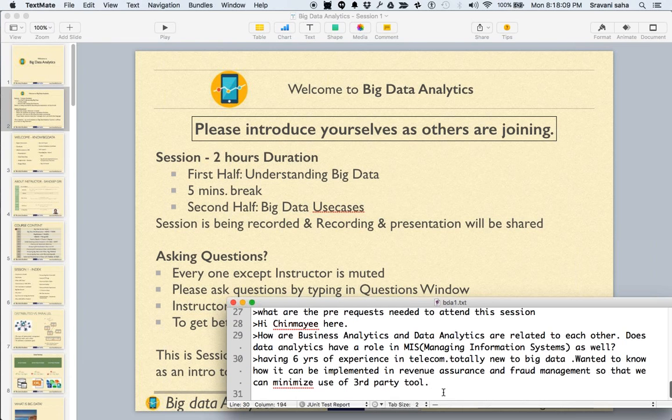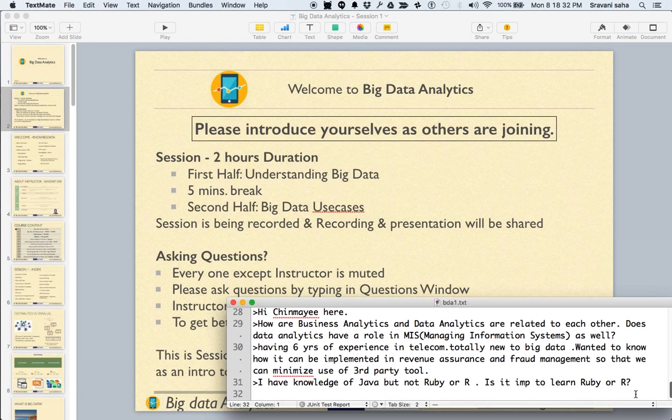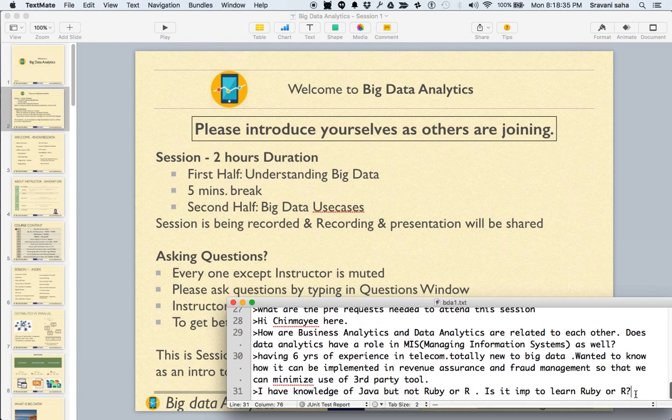So Chinmay's question is, how is big data related to revenue assurance and fraud management? You will get to see it soon. All right. Great set of questions. So Saib's question is, I have knowledge of Java but not Ruby or R. Is it important to learn Ruby or R? Not really for this course, but as we go through this analytics course, since R is important, we will give you a basic tutorial on R. Okay, one of the sessions will cover R.